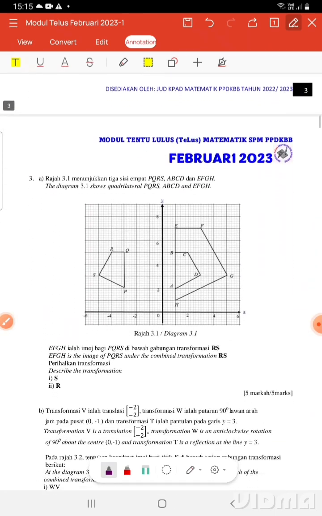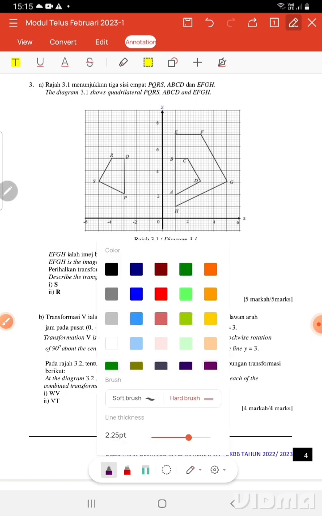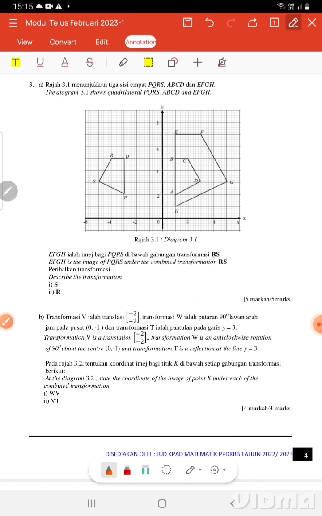Next question, we go to question 3, which is easier. For question 3, let me choose another color. Let's study the question first. Diagram 3.1 shows quadrilateral PQRS. We have PQRS, ABCD, and EFGH. So this question gives you 3 quadrilaterals to help you answer it.